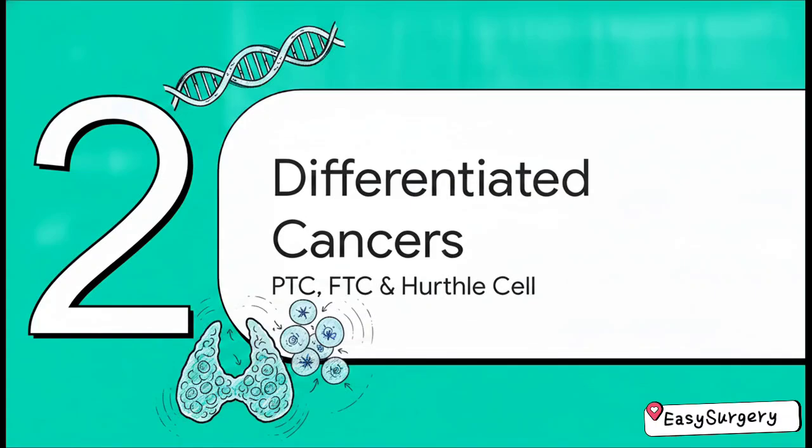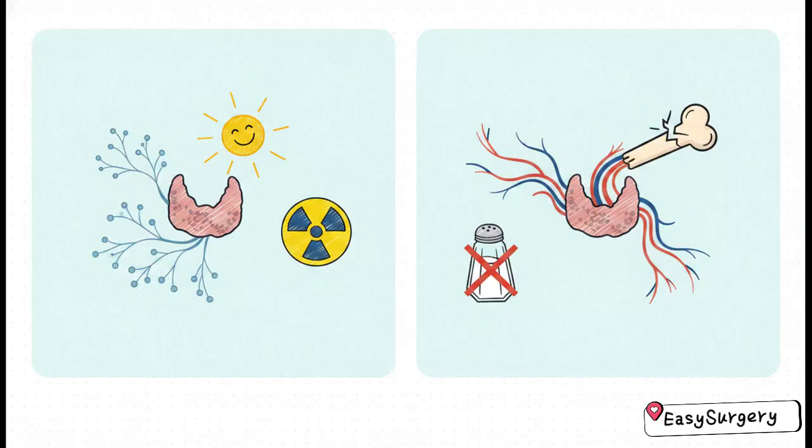We're looking at PTC, FTC, and Hürthle cell. These are your most common and curable forms. They arise from epithelial cells and, importantly, they retain the ability to take up iodine. There is a stark difference in how these two spread, and it's a real game changer clinically. Papillary thyroid carcinoma, or PTC, is the most common overall.